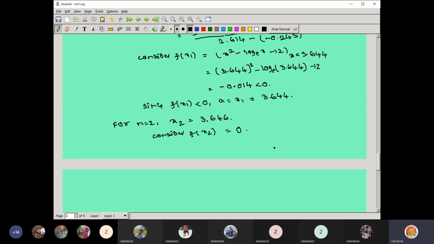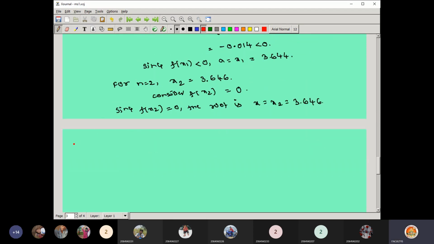So make a statement there. Since f of x2 is equal to 0, the root is directly x equal to your last value x2, that is equal to 3.646. That is the final answer. If 0 comes, there is no need to do it again. No need of getting your approximate also. Direct root is the final answer. Good.